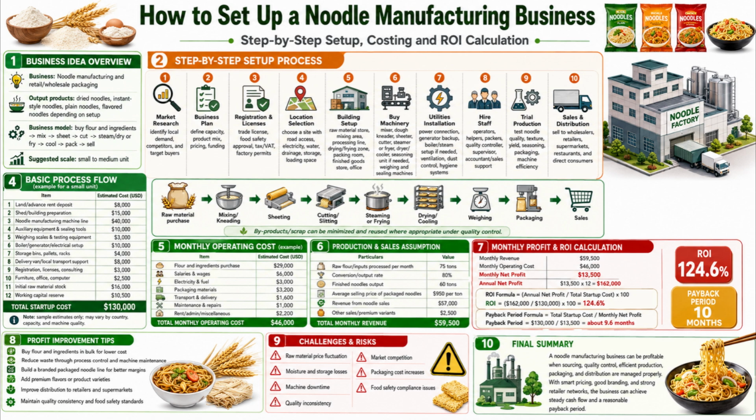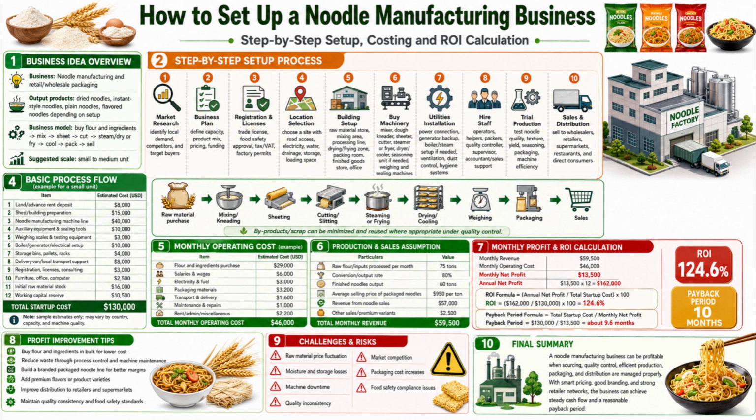Next, buy the required machinery. A basic noodle manufacturing setup may include a mixer, dough kneader, sheeter, cutter, steamer or fryer, dryer, cooler, seasoning unit if needed, weighing machine, and sealing machine. Good machinery helps maintain noodle shape, texture, quality, production speed, and consistency.